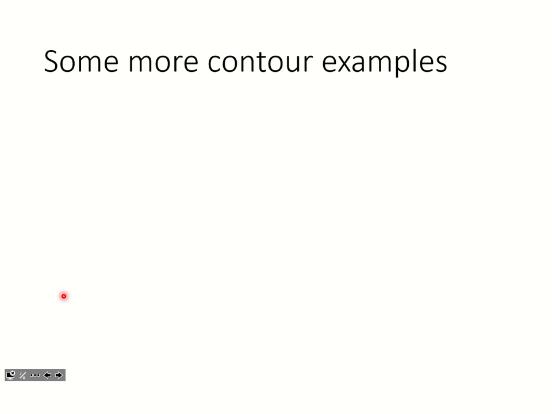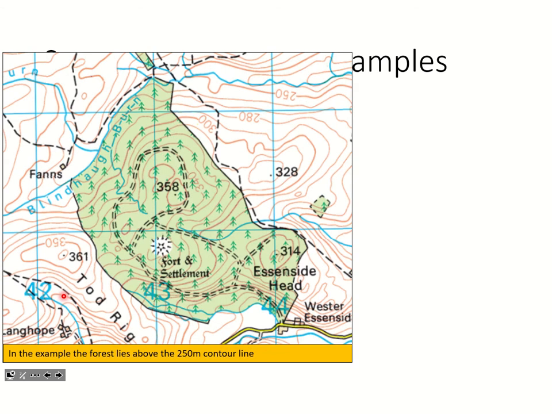Okay, here are a few more examples of what you can do with contours. Contours offer you really fantastic opportunities to make observations on the map. For example, in this example, I've looked at this area of forest. Maybe I've been asked to describe the distribution of forests. Well, I can say that all of the forests on this map lie above the 250 meter contour.